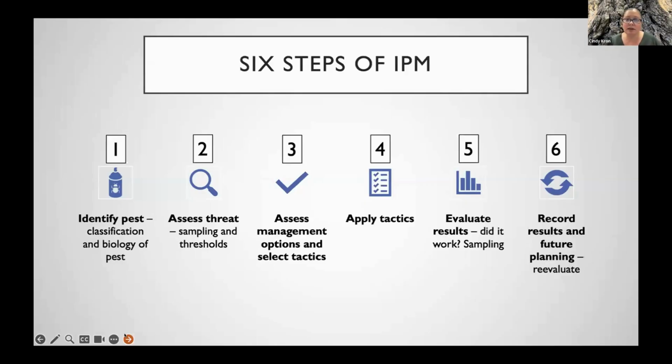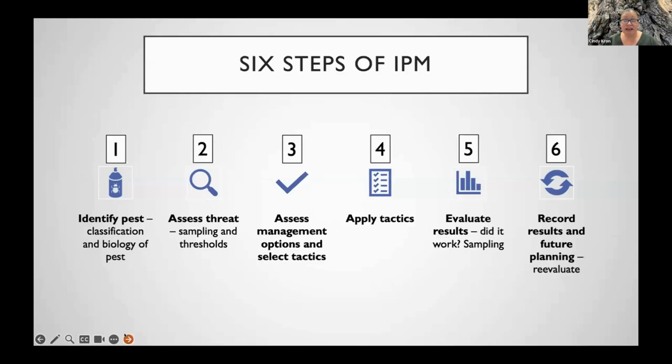So again, sampling and assessing the threat of what, have they met the thresholds? Number 3, assess management options, and then you select your tactics. So again, you go back to that list and you say, okay, well, what can I use and when can I use it to be effective to knock down that population? Number 4 is to apply those tactics. And then number 5 is to evaluate the results.